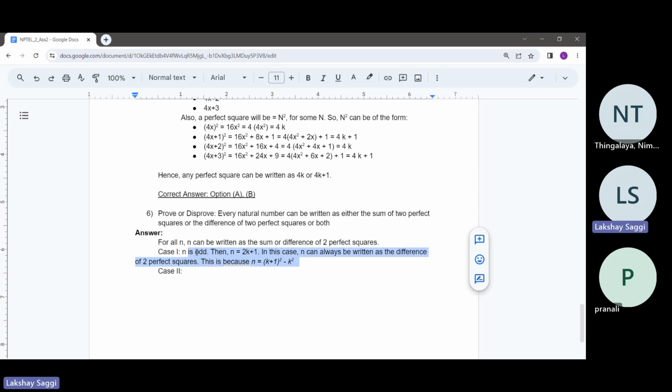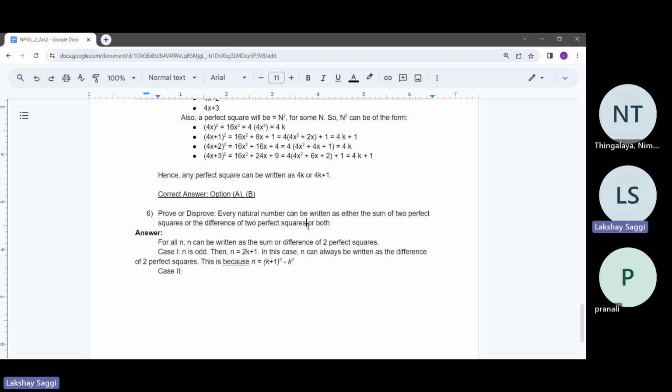Okay, so I'll repeat again. I'm considering just that n is odd. So n can be written in the form 2k plus 1, right? Because any odd number is of the form 2k plus 1. Now what I'm saying is that this number n can be written as the difference of two perfect squares. Like what we want to prove or disprove in this question is exactly this, right? That any natural number can be written as either sum of two perfect squares or difference or both.